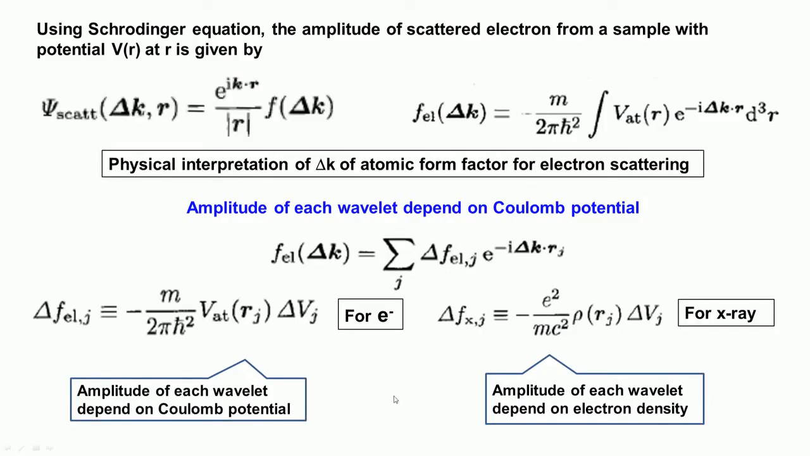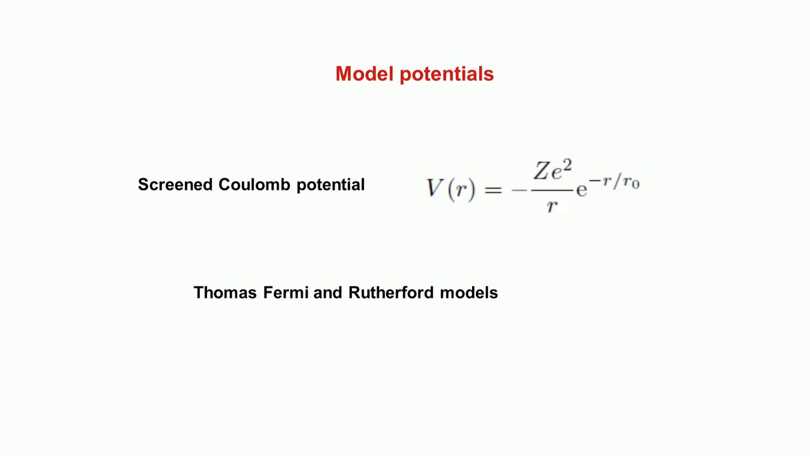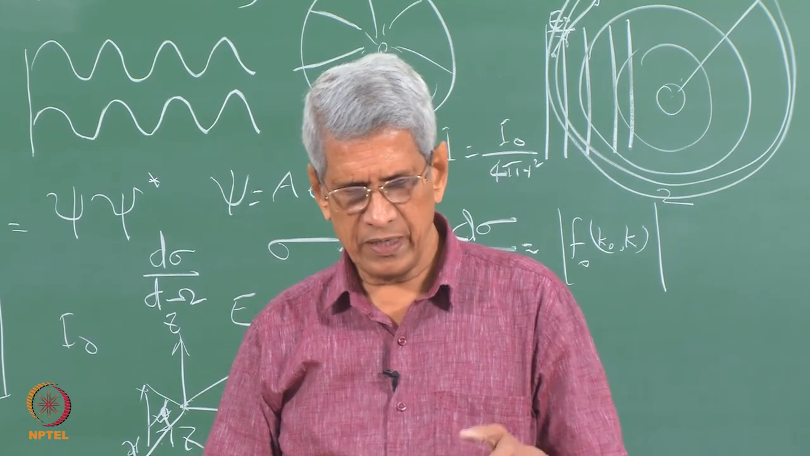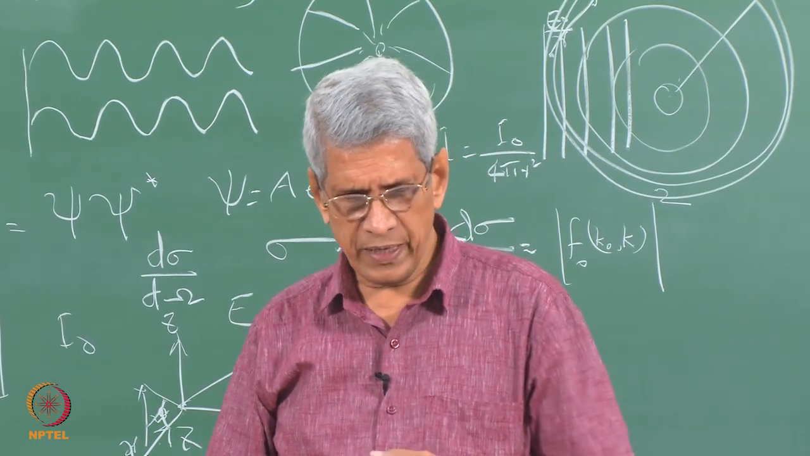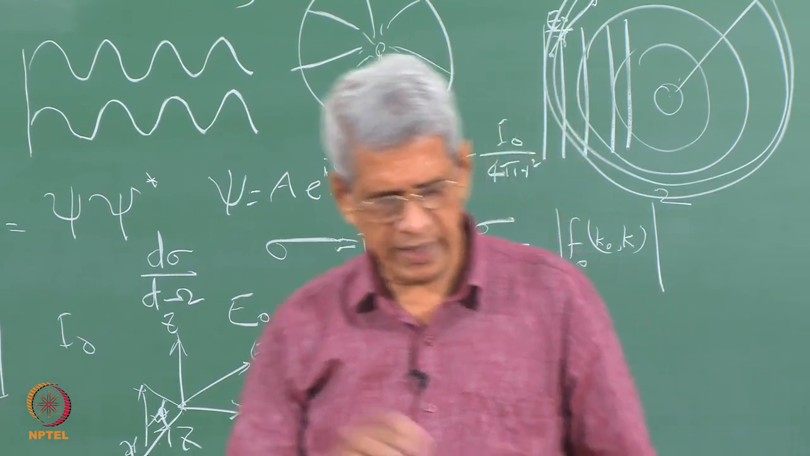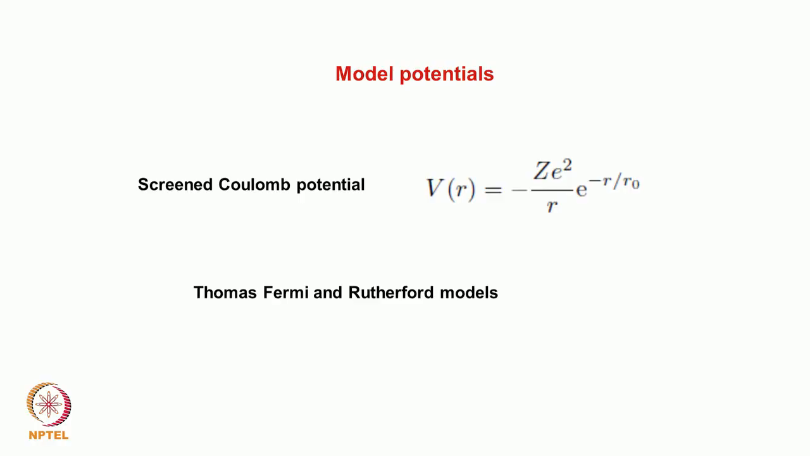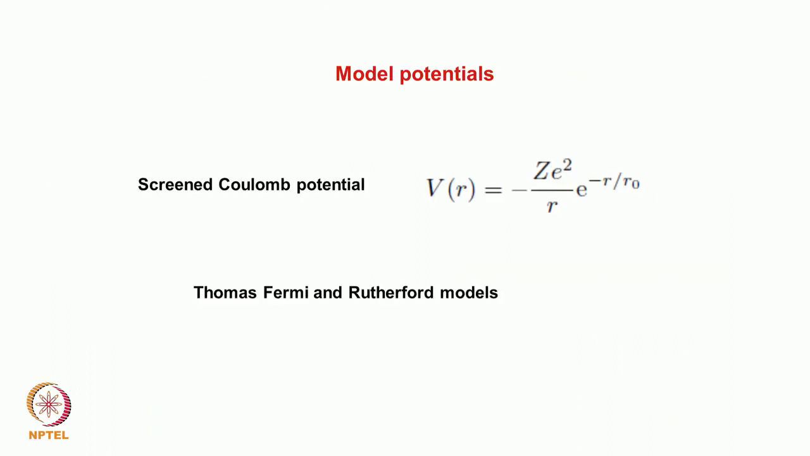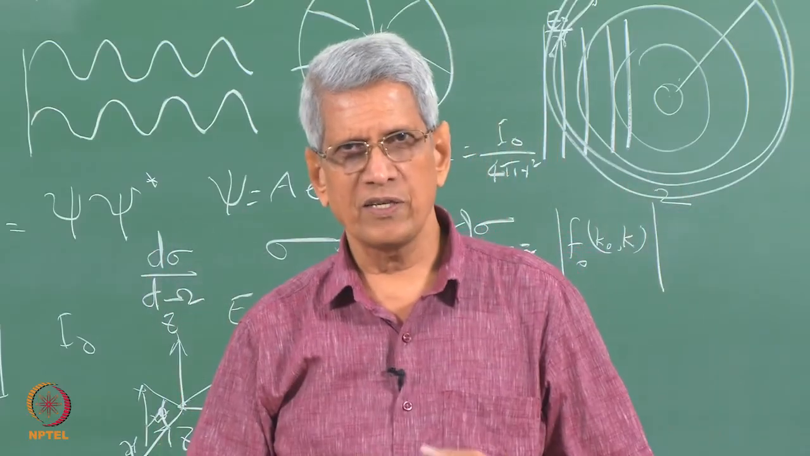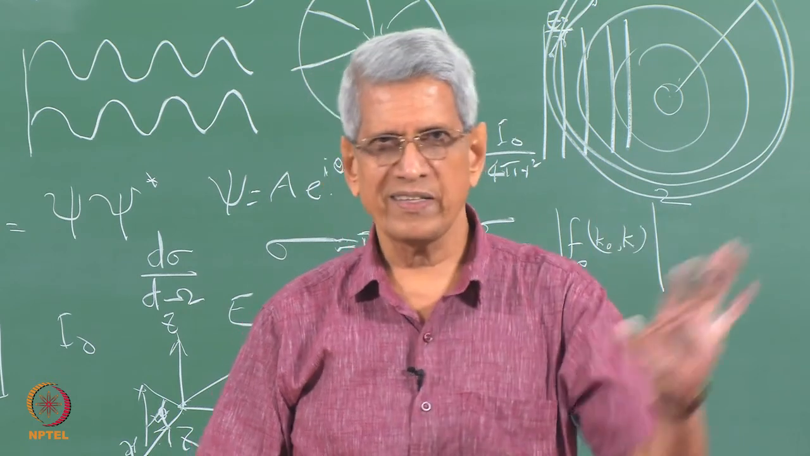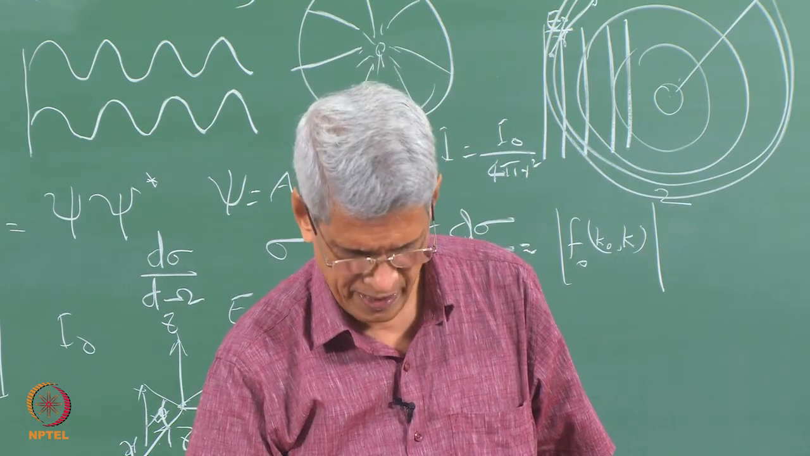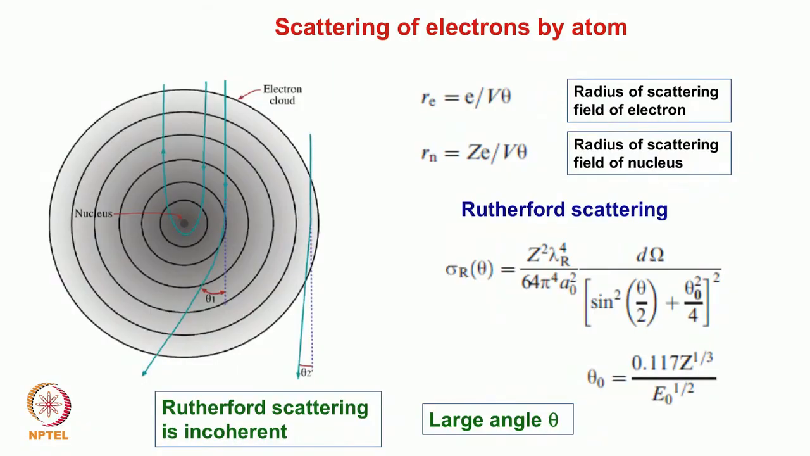Okay. There are many model potentials which we can use. One is a screened Coulomb potential, which depends upon minus Z e squared by r, into e to the power of minus. Then there are Fermi, Thomas-Fermi and Rutherford models. There are many types of potentials. There are rigorous calculations which are being done. As far as the structure factor consideration is concerned, there is a different way in which it has been calculated. That is what I will talk about.